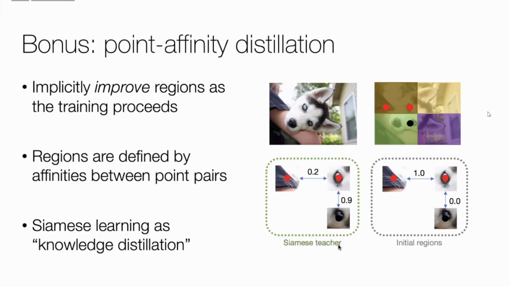And Siamese learning can be viewed as a kind of knowledge distillation because it has multiple weight sharing encoders. One of the encoders can be viewed as a teacher, the other encoder as a student. So we can feed the points into the teacher network, get their similarity, and use it to supervise the learning of the student. So point affinity distillation is like bootstrapping the similarities as training goes.